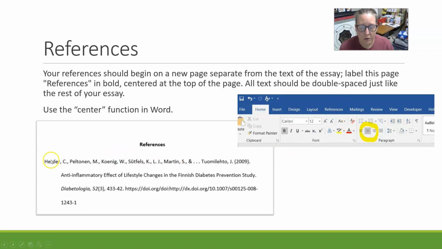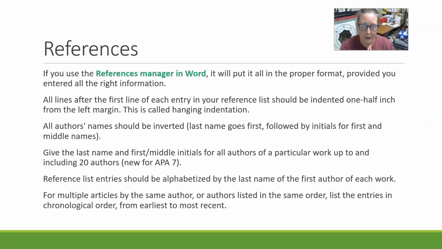And then your references will be listed. After that, a proper APA paper would have everything double spaced unless your professor or assignment tells you otherwise. So again, if you use a reference manager in Word, it will put it all into proper format, provided you entered all the right information. This is where it's easier, because all lines after the first line of each entry in your reference should be indented a half inch. That's a lot of busy work if you're trying to do it manually, whereas if you use a reference manager tool and insert your bibliography, it will just do it for you. All authors' names should be inverted, meaning last name first, then the initials for the first and middle names, for your references.